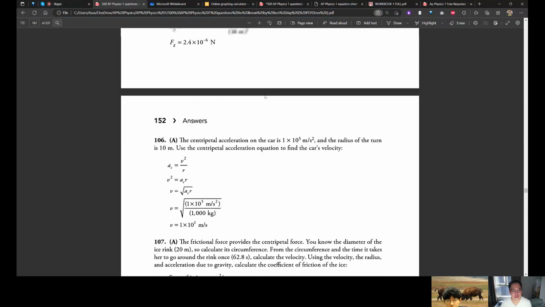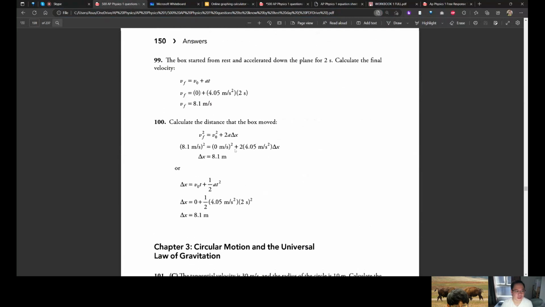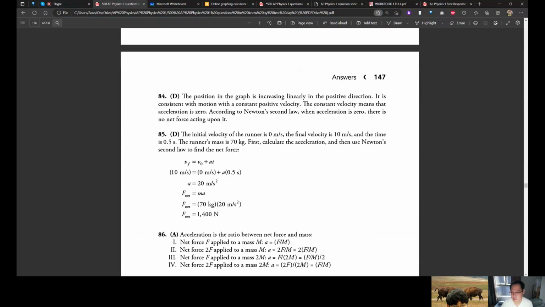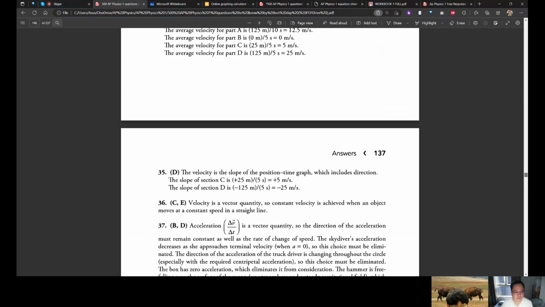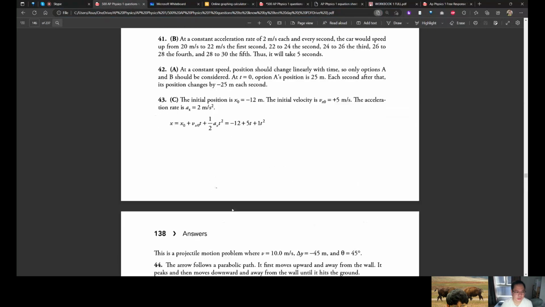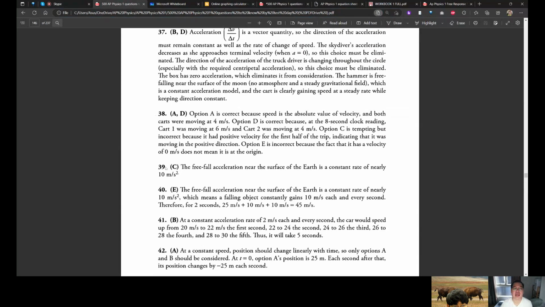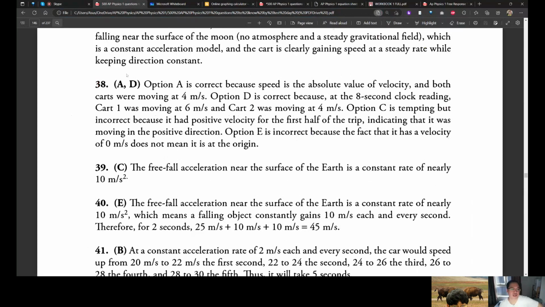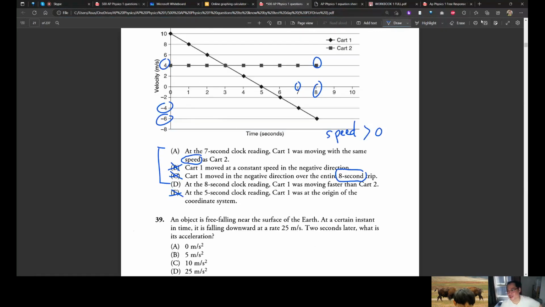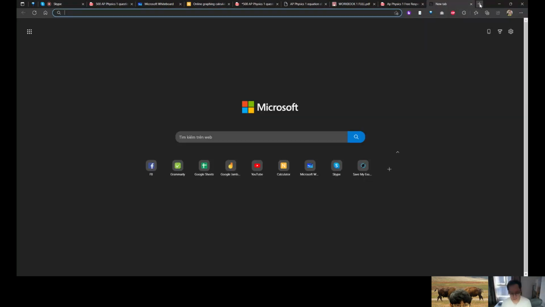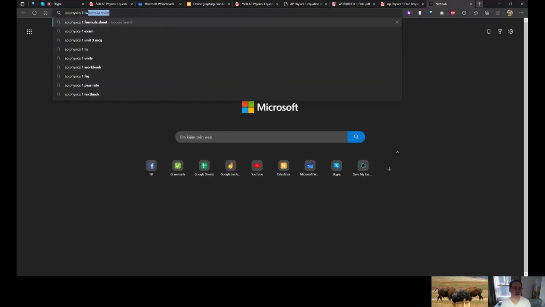Number 38. I cannot search for number 38 here. It's like a picture, not a PDF file. Okay, number 38. The answer is A and D. So there are two correct answers. The same as my arguments. But let me check if it is possible to choose two answers in the real test. Yes, AP Physics 1 has two correct answers.